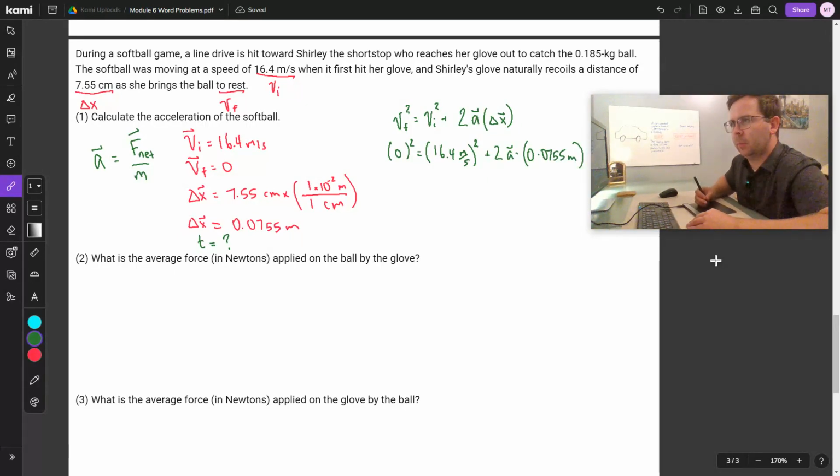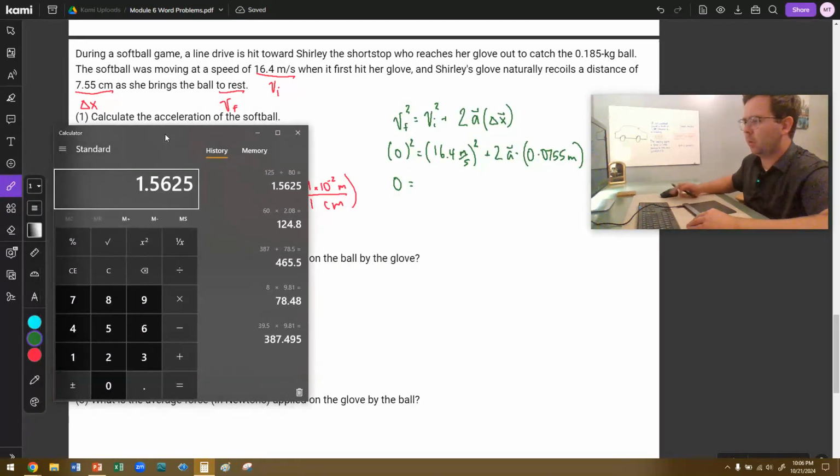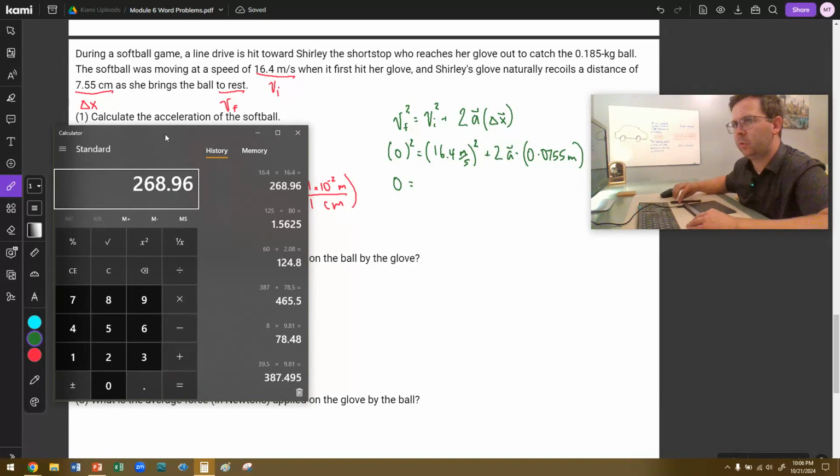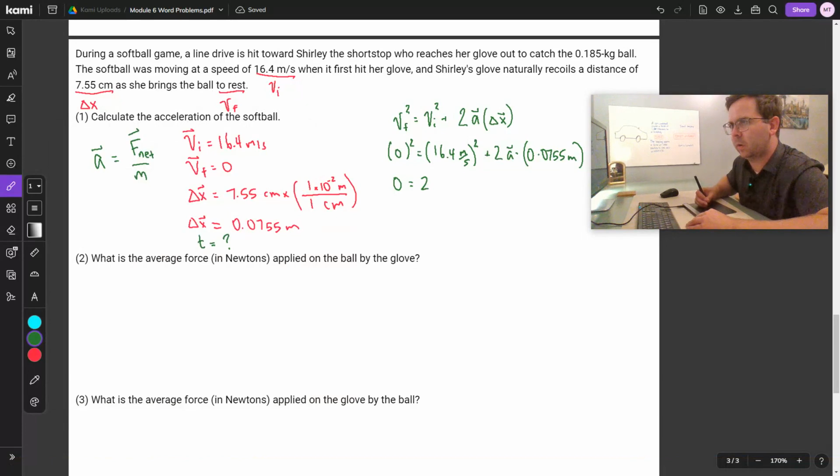Okay, so I'm going to simplify this as much as I can. I'm going to do some math here. 16.4 squared is 268.96. We don't need all those decimal places. We can just deal with 269. That'll be our value here. And that's meters squared per second squared, because the square goes to the number and to each of the units.